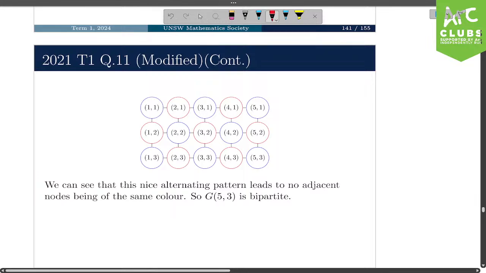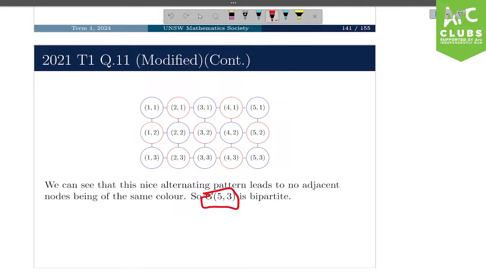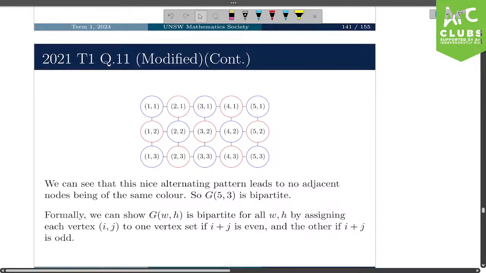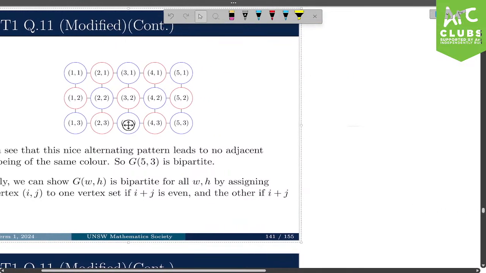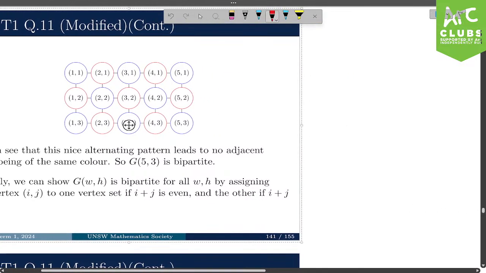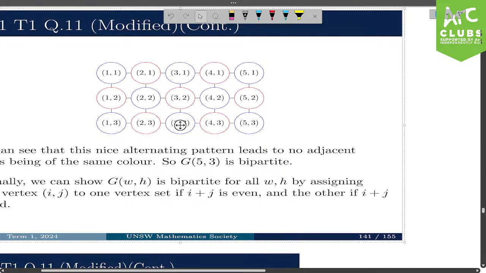If we wanted to say G53 is bipartite, we can also see this is true for any G_WH, doing this flooding action by making it a checkerboard of any size. We can also see this is true for G_WH generally, and we can prove this rigorously. So actually, it's not even that bad. I don't even need to draw anything.